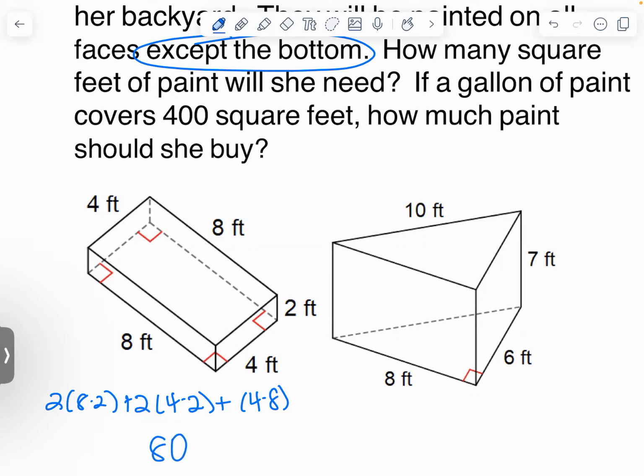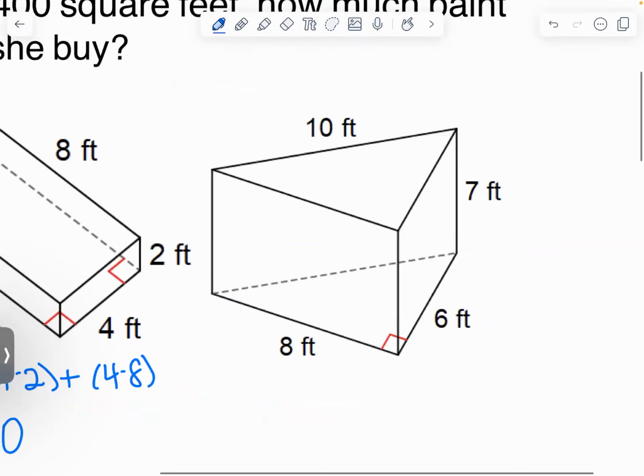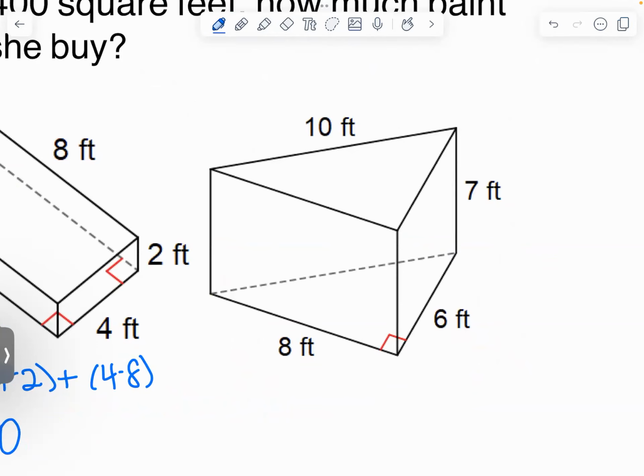Okay. Now, what about the triangular prism? Yes, that's what it's called. We have 3 rectangles and 2 triangles, but how many triangles do we need to paint? Only 1. We're not painting the bottom face.